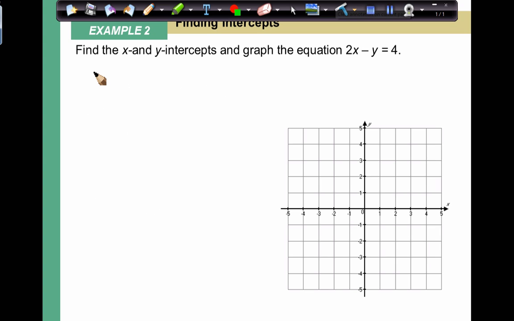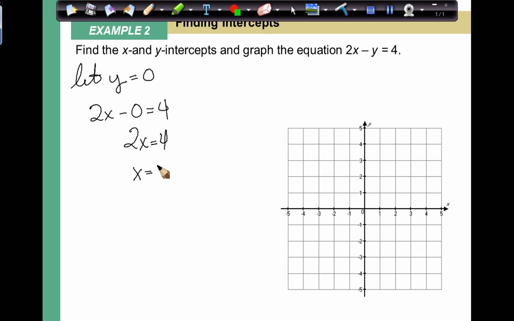How do we find the x-intercept? We let y be 0. Okay, let y equal 0 to find the x-intercept. So we plug in 0 for y, and solve. 2x equals 4. X equals 2. And so we get the point 2, 0.